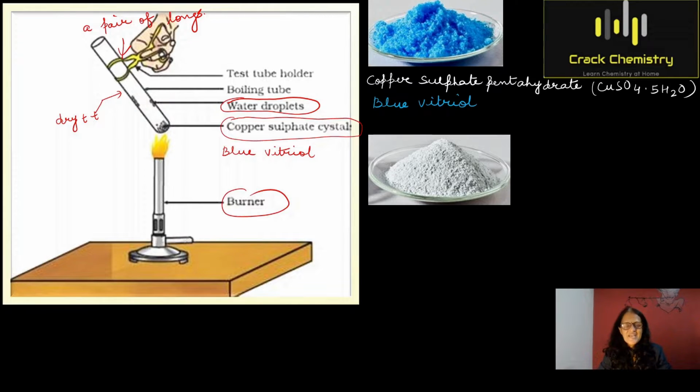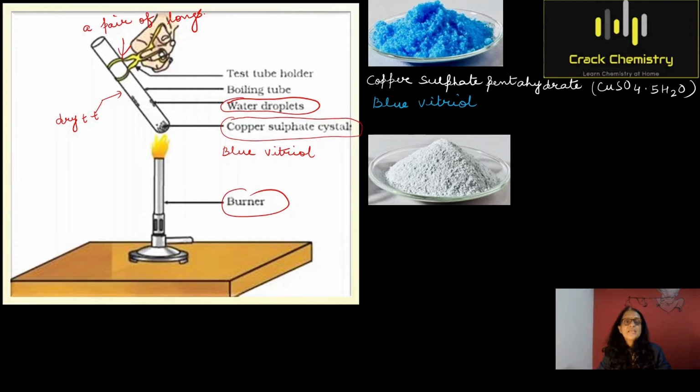The answer to the first question is that the water droplets on the inner walls of the test tube come from the hydrated salt, which was blue vitriol. As I discussed in the beginning, blue vitriol is copper sulfate pentahydrate. Its formula is CuSO4.5H2O. So when you heated the sample of blue vitriol, these 5 water molecules were lost from it and converted into water vapors, and finally they condensed on the inner walls of the test tube.